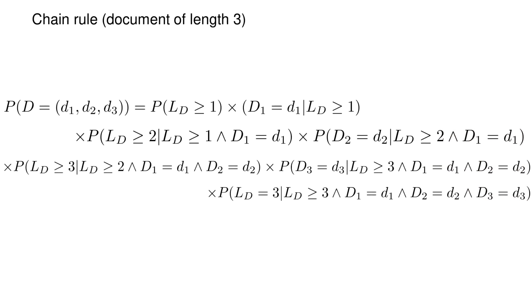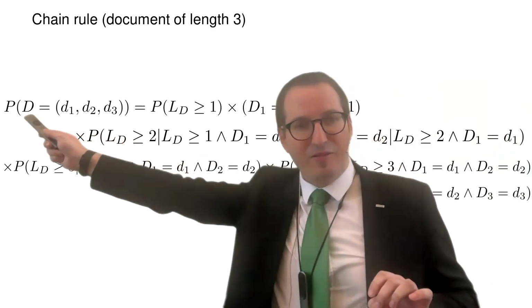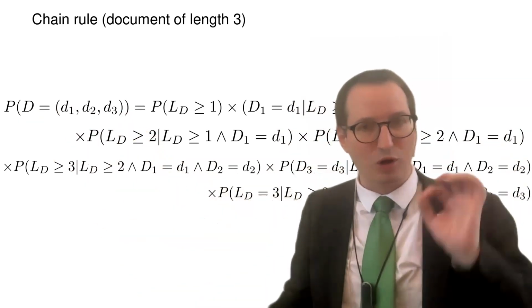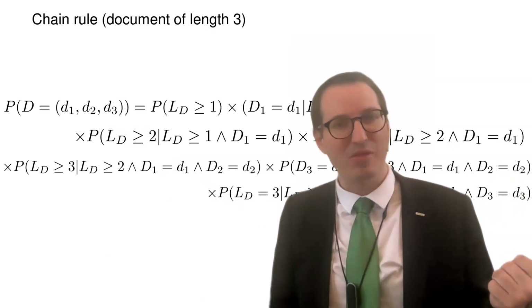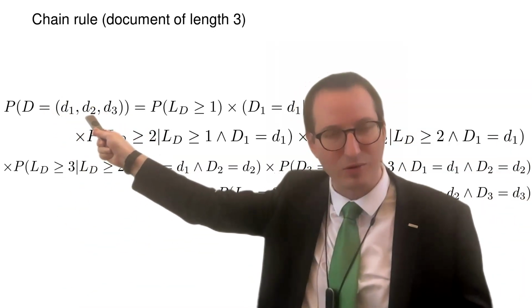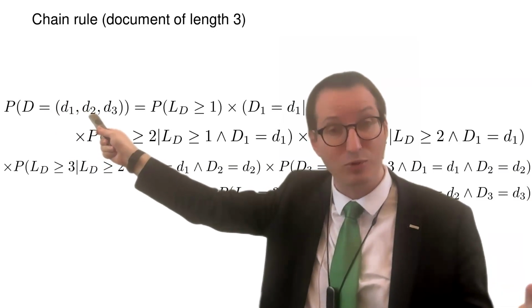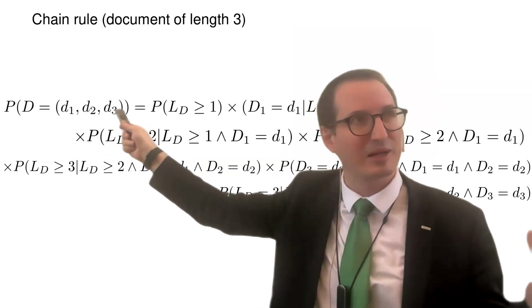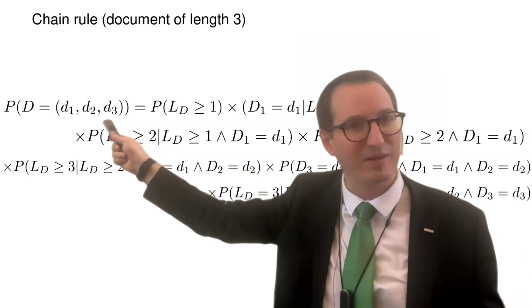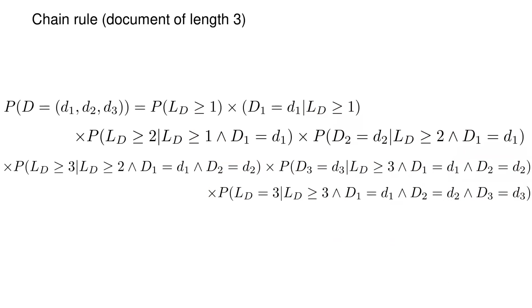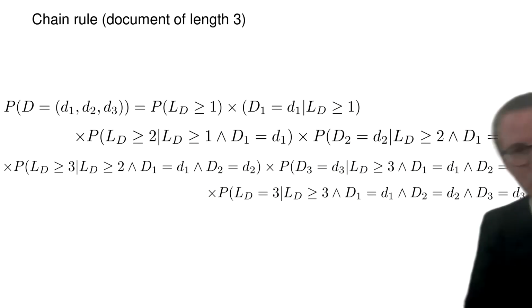So in other words, I look at the probability of obtaining exactly that document as the conjunction of: length at least 1, first word is D1, length at least 2, second word, sorry, not document, second word is D2, length at least 3, third word is D3, length exactly 3. The conjunction of all of that is equivalent to that, and I'm writing it with the chain rule. That's what I'm doing here, just the chain rule.